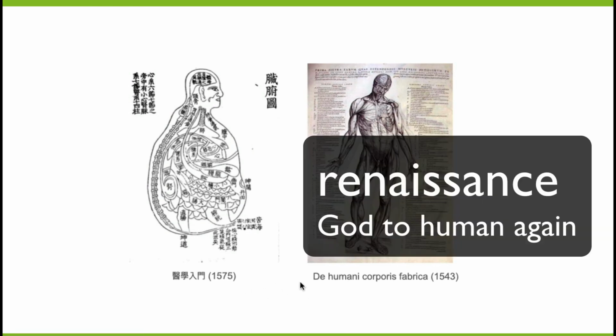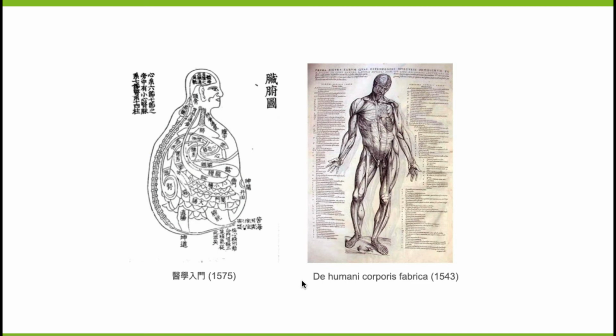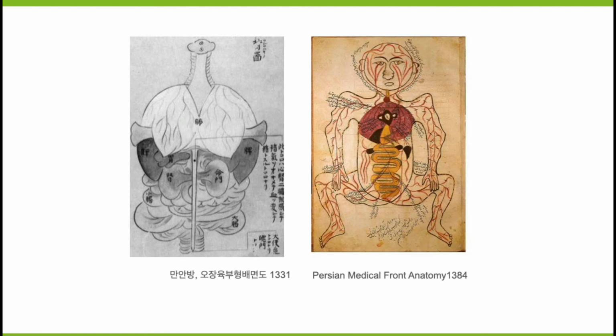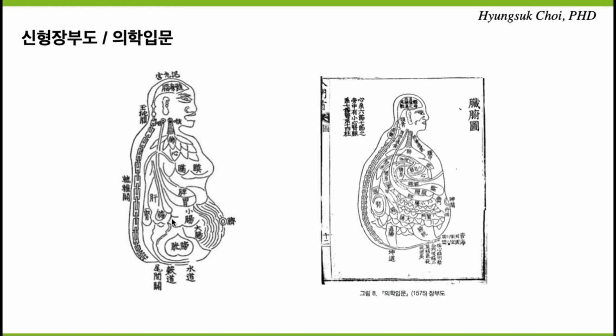The Renaissance changed the whole of Europe, and they shifted the idea from God to human again. So they tried to detach politically and economically from the Roman Catholic church. So they started to dissect human beings again. But in China, Neo-Confucianism affected medicine, and their anatomy actually retreated to this.